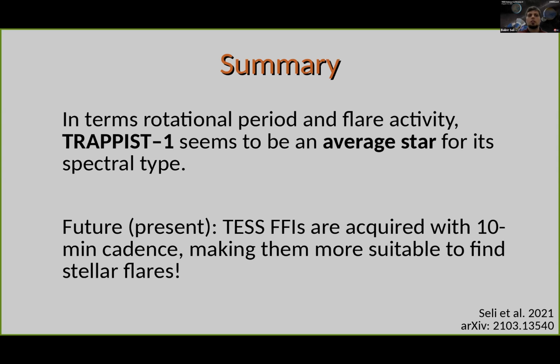sample of stars. And as a future prospect, that's now the present, the TESS full-frame images are now acquired with a 10-minute cadence. So it's 3 times better than what we had here. And it will make them much more suitable to find stellar flares. So a stellar flare won't just consist of 2 consecutive data points, but like 6 or so. So it will be something to look forward to. And with the end of year 3, it's now the prime time to do some homogeneous flare studies with full-frame images. So that was all I wanted to say.